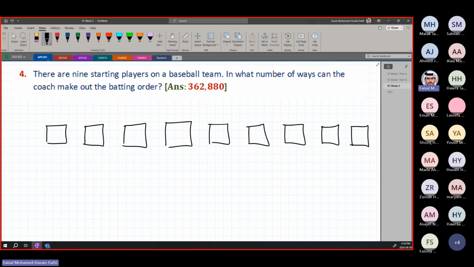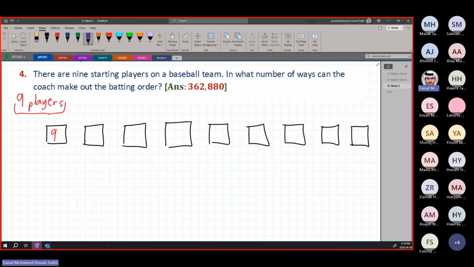All right. So we have a specific order. We have a total of 9 players. And we want to put them in order for baseball to bat, one by one, your turn, then your turn, then your turn. Like that. So for the first one, we have 9 choices to choose from. From these 9 players, we can choose from 9 players to put in the first box.